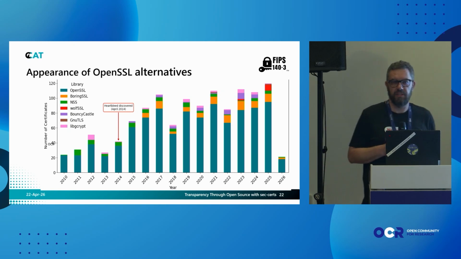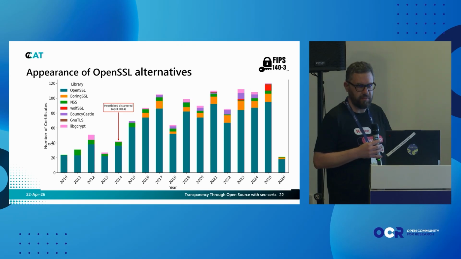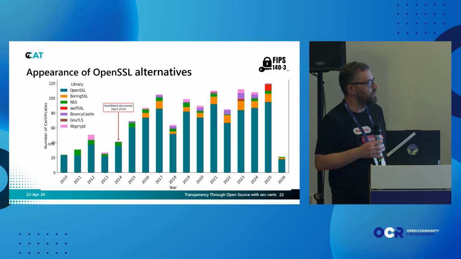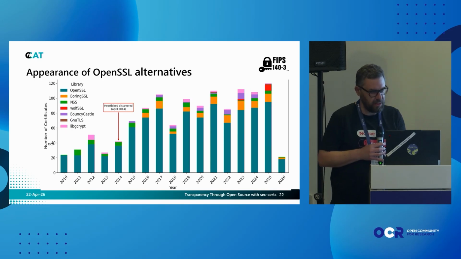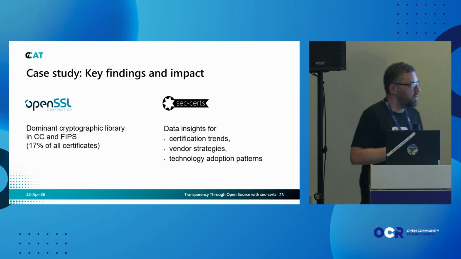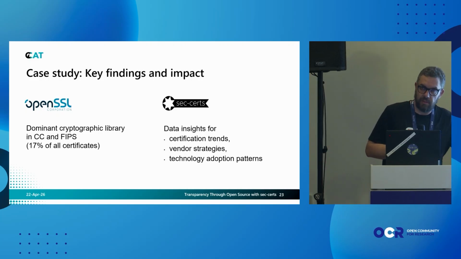Hey, do something about this, or the whole community of crypto libraries. We don't need 100 different forks of crypto libraries, but we need one proper crypto library. So the data are very clear that you can see BoringSSL and other libraries getting some traction. So yes, OpenSSL is the dominant cryptography library in the ecosystem, and you can use sec-certs for these data insights. So it's not only for security research, but you can also get some interesting business insights from these originally security data.